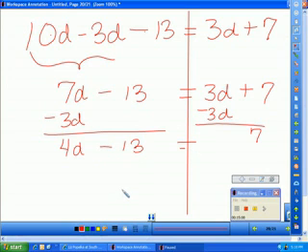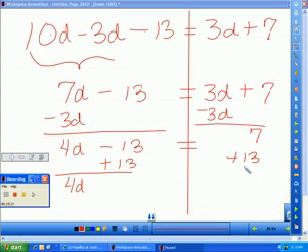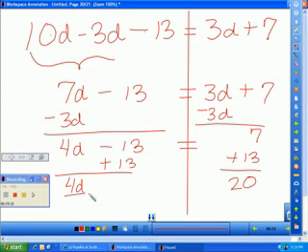Now I've just got a two-step equation. I'm going to undo subtraction by adding. Because I added 13 over here, I'm going to have to add 13. Let me scoot this stuff out of the way here. Got to add 13 over here. Then I've still got 4d is equal to 20. I've got to undo that multiplication by dividing. d is equal to 5.